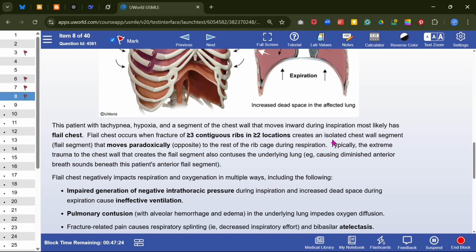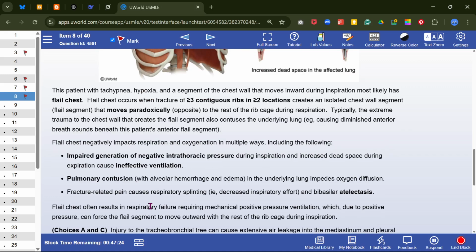Typically, the extreme trauma to the chest wall that creates the flail segment also contuses the underlying lung, causing diminished breath sounds beneath these patients' anterior flail segment.